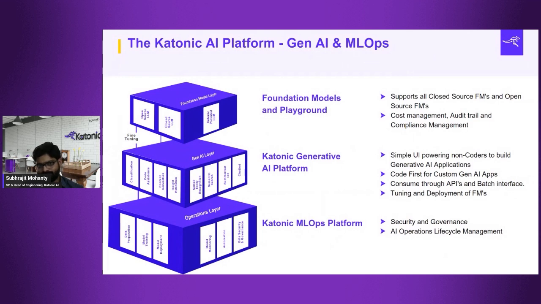So, the Katonic AI platform integrates Gen AI with MLOps. I have already mentioned what we do. So, we deliver a comprehensive AI solution. It consists of three primary layers: the operational layer, the Gen AI layer, and the foundation model layer. So, let's talk about the operational layer a little bit.